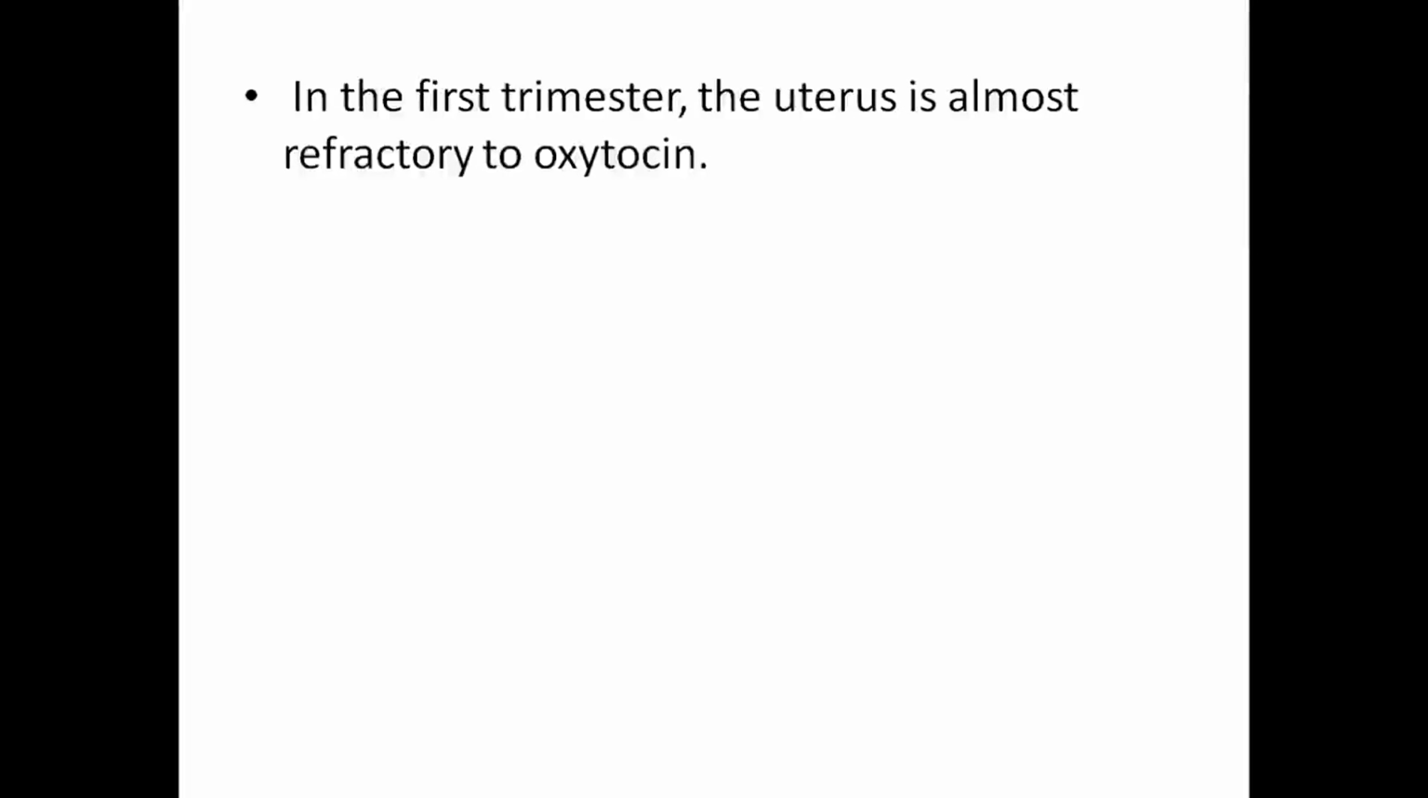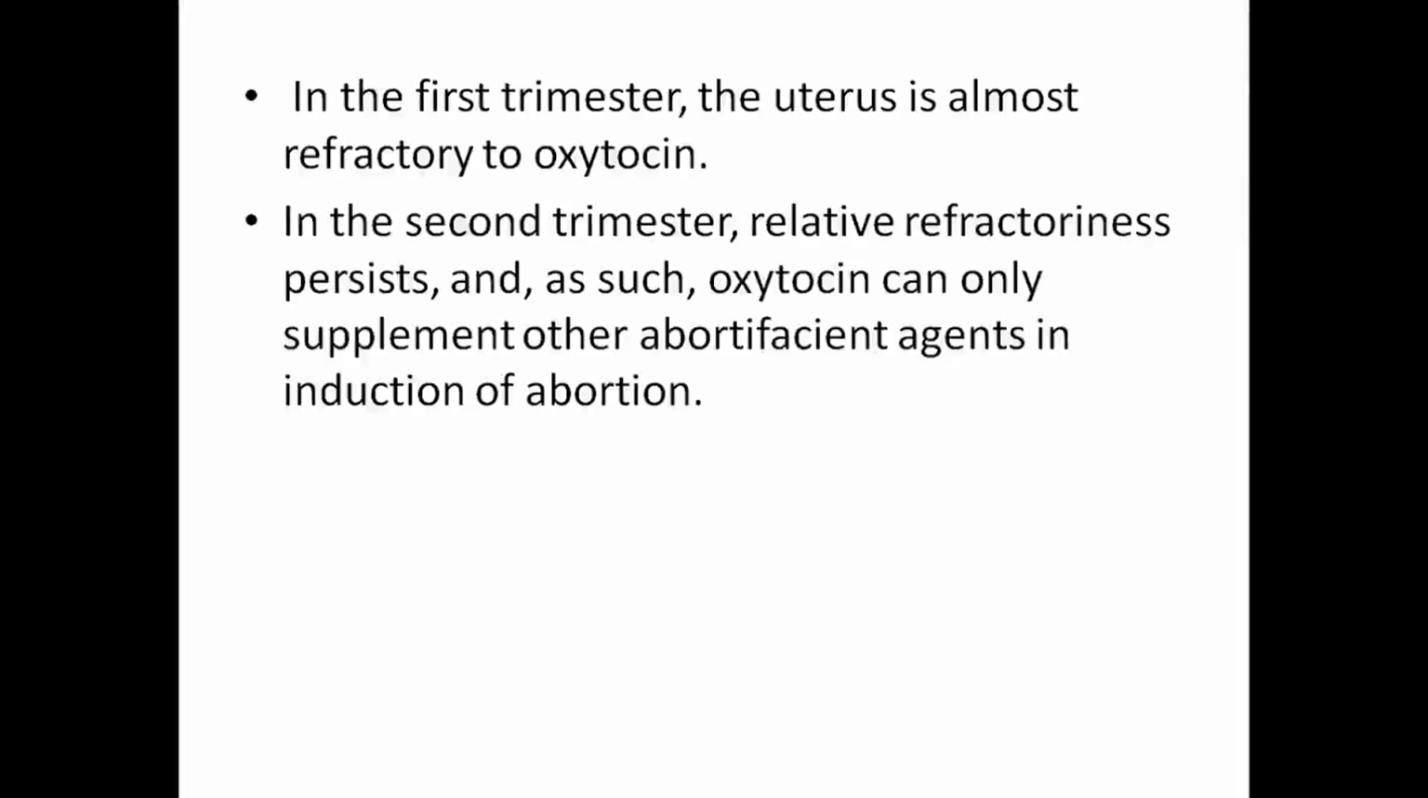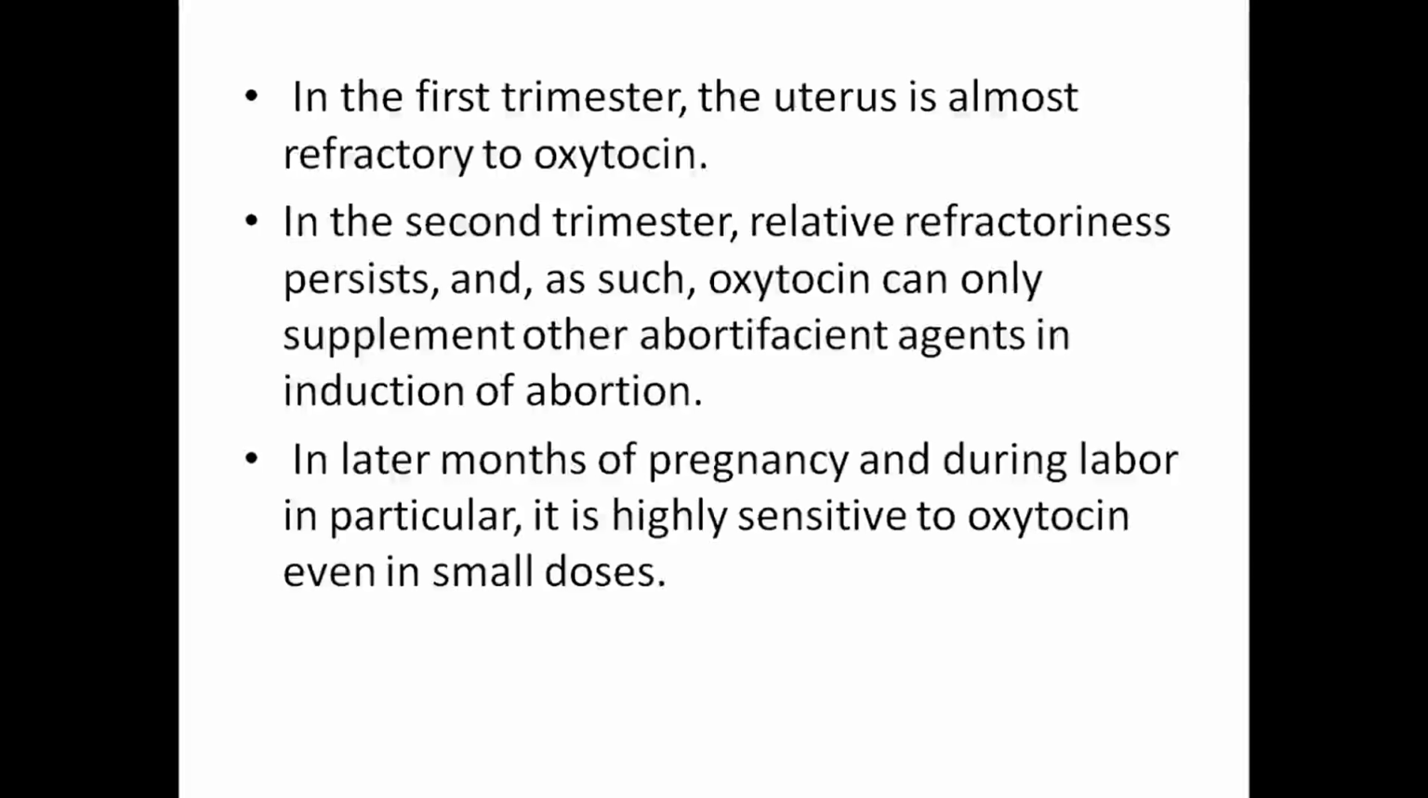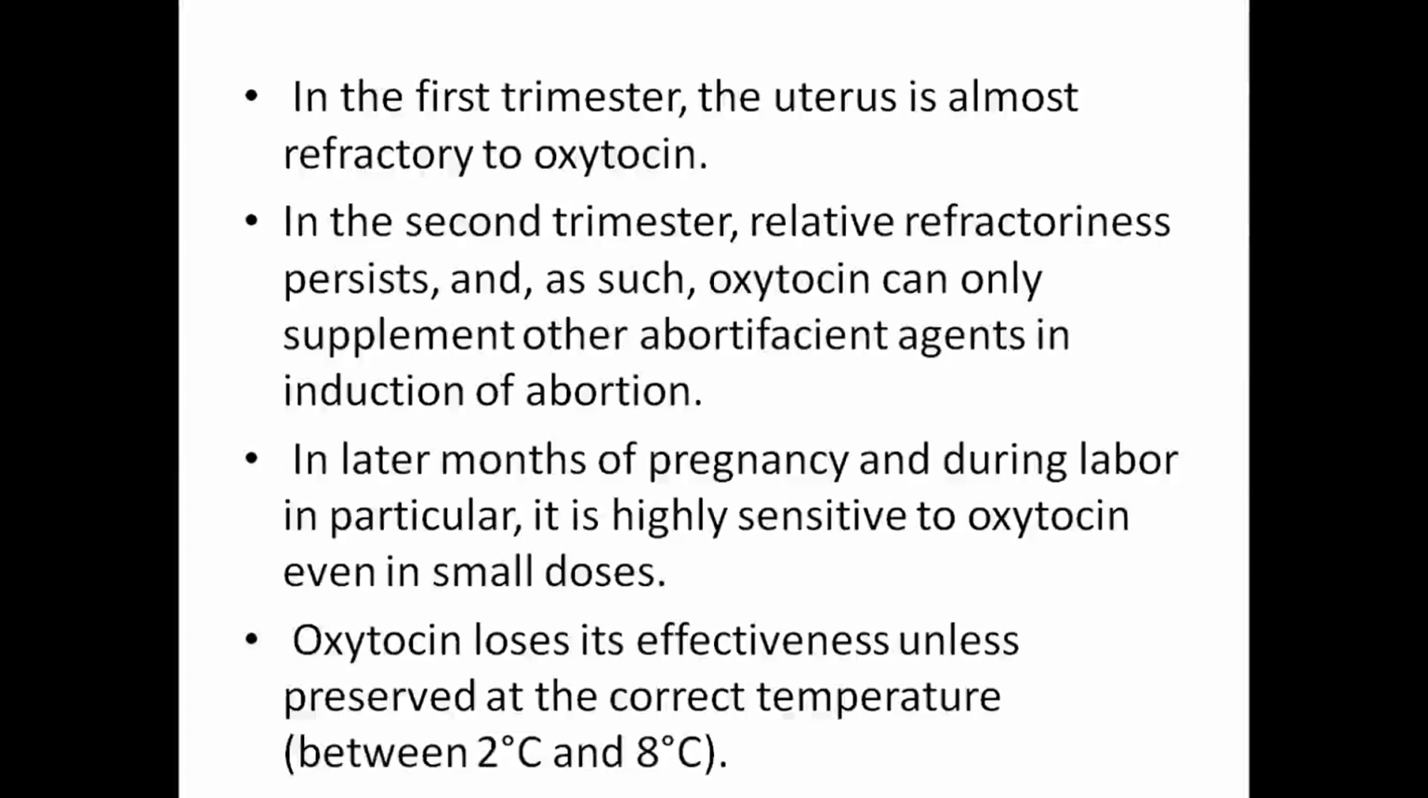In the first trimester, the uterus is almost refractory to oxytocin. In the second trimester, relative refractoriness persists, and oxytocin can only supplement other abortifacient agents in induction of labor. In later months of pregnancy and during labor in particular, the uterus is highly sensitive to oxytocin even in small doses. Oxytocin loses its effectiveness unless preserved at the correct temperature, between 2 degrees Celsius and 8 degrees Celsius.